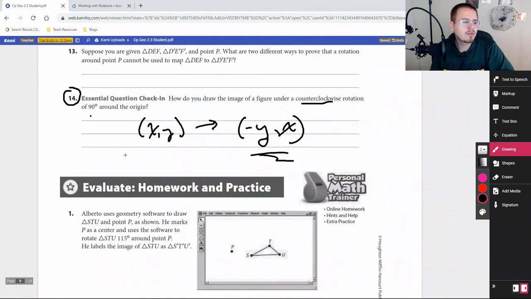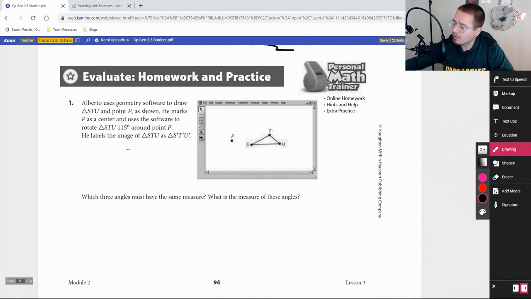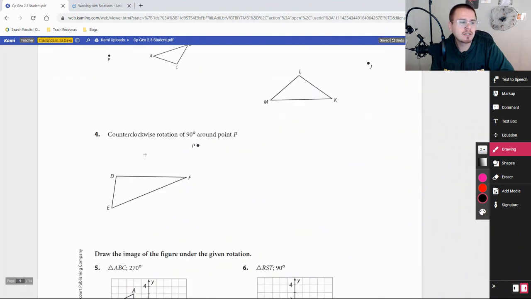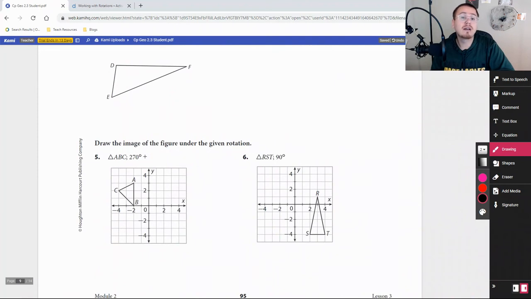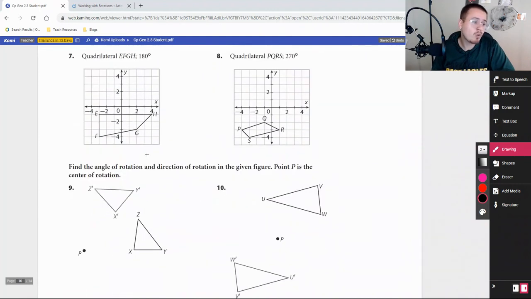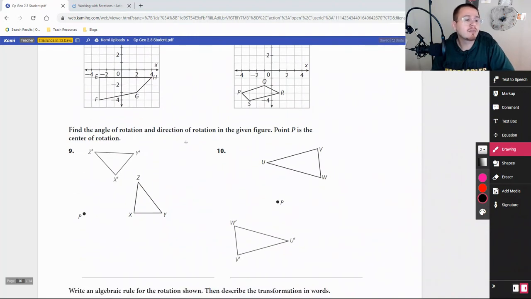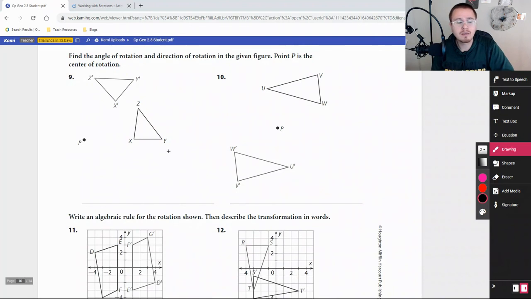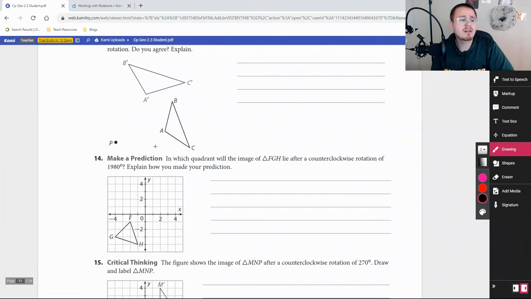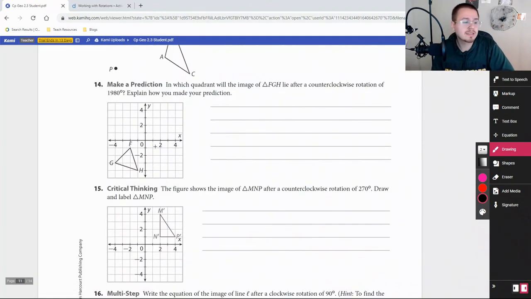all right, let's take a look at the homework real quick. And again, guys, where I want you to go to play with this, Desmos is amazing. D-E-S-M-O-S, Desmos. We got some rotations in different directions. We've got drawing of the figures under the given rotation, which was coming back to the EQ, which we're going to go back to. Some quadrilaterals, which I think are just like Frankenstein rectangles. Angle of rotation, direction of rotation. So I'm highlighting these. I'm going to probably have you guys do most of these. They seem pretty simple. We got some geometry software. We're making predictions, which is super important.